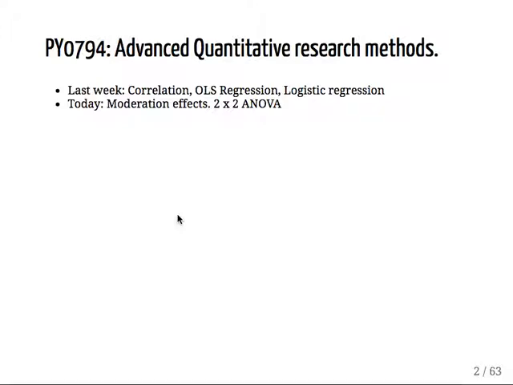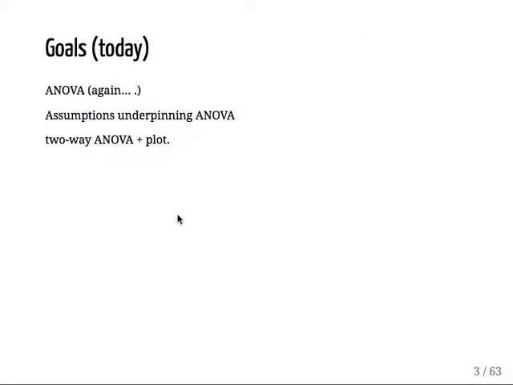So last week we covered correlation, regression, and logistic regression. And today we'll cover moderation effects. So it's back to ANOVA, so 2x2 ANOVAs and other designs. And I'll talk to you a little bit also about repeated measures ANOVA. So the goal of today is to get you more up to speed with ANOVA. We'll rehearse some of the assumptions about ANOVA, and you get to do some nice two-way ANOVAs and learn how to plot them, and talk a little bit about interaction effects.